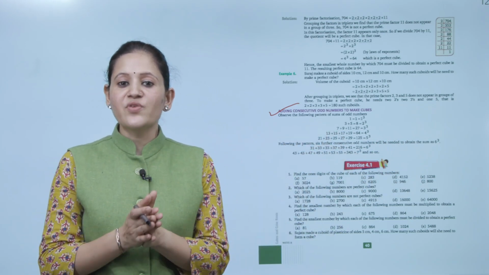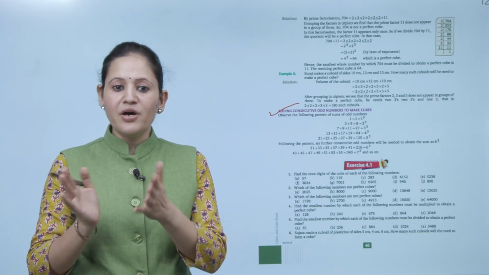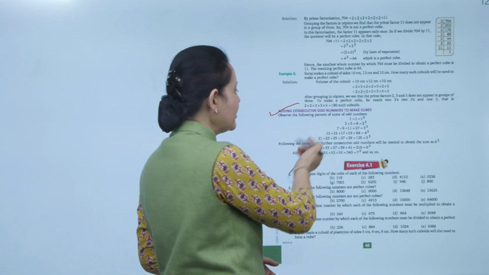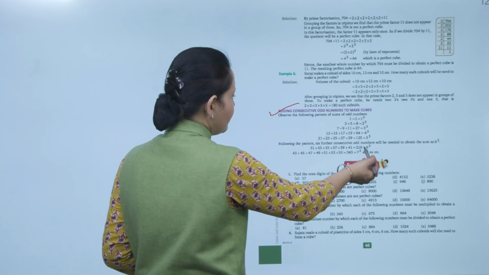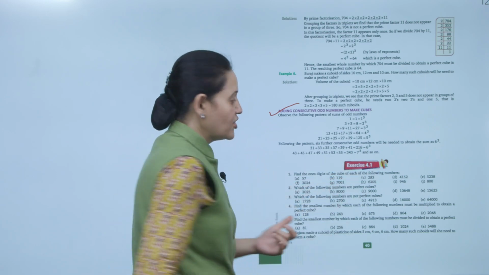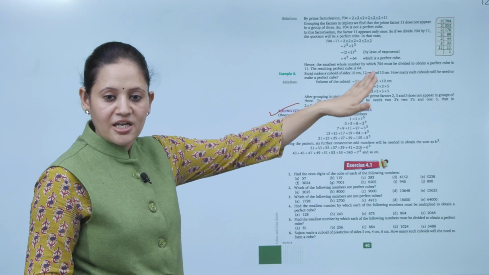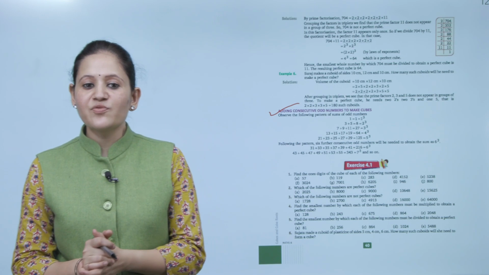Following the pattern, 6 further consecutive odd numbers will be needed to obtain the sum for the cube of 6. Clear? So, like this, by adding the consecutive odd numbers, we have to find the cube of 6. That is equal to 31, 33, 35, 37, 39, 41, which is 216. Clear? Next is exercise 4.1.